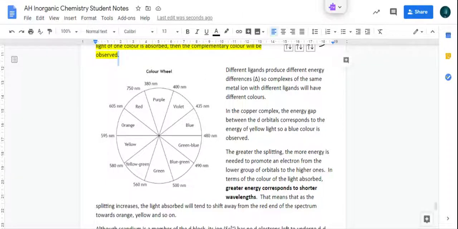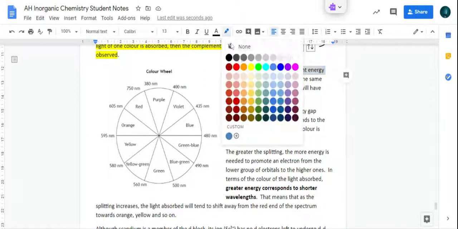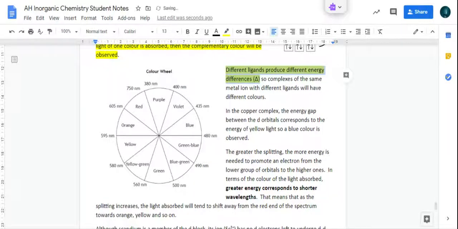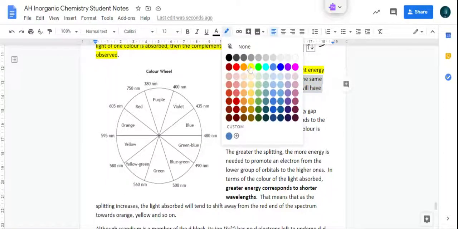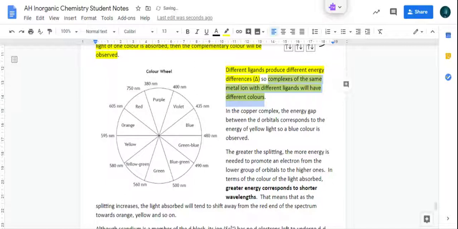If your complex is absorbing light in the yellow region of the visible spectrum, then the color that you will see of the complex will be blue. So whichever color is absorbed, the complementary color is transmitted. Now, different ligands, as we saw from the spectrochemical series, produce different energy differences. So if you have the same metal ion in the center and change the ligand, you can actually change the color. Complexes of the same metal ion with different ligands can have different colors.